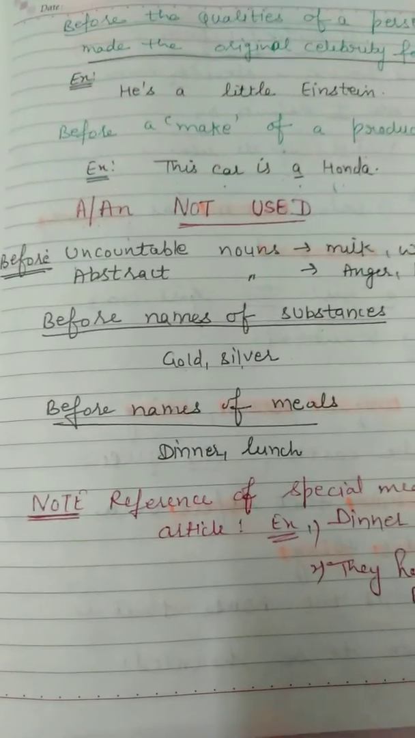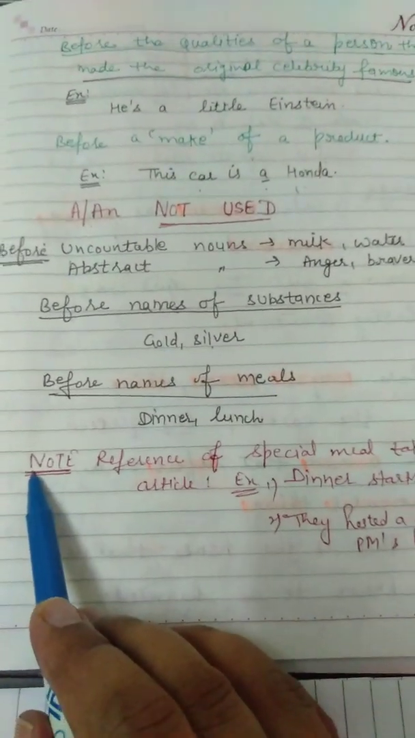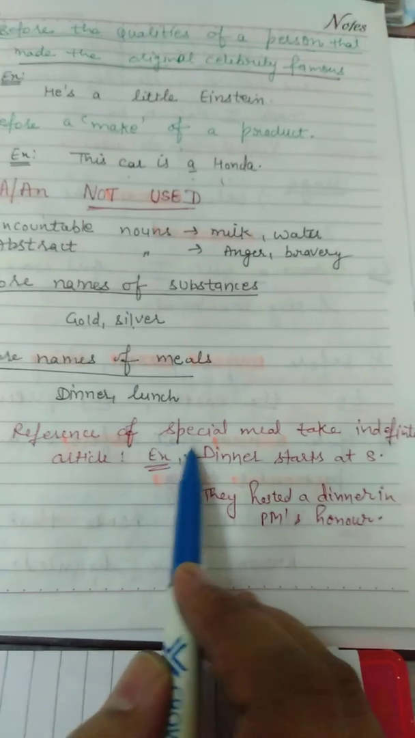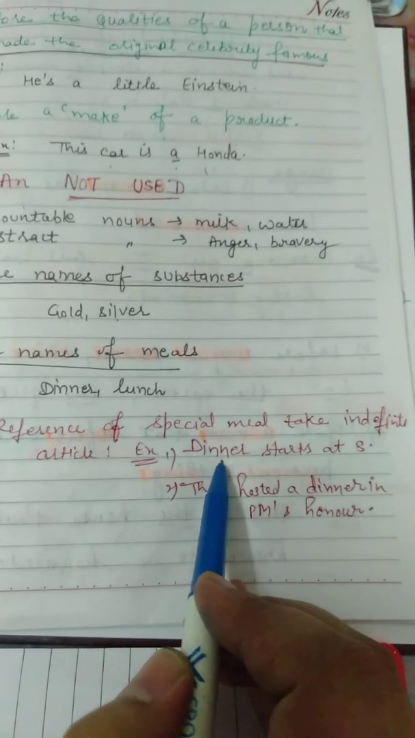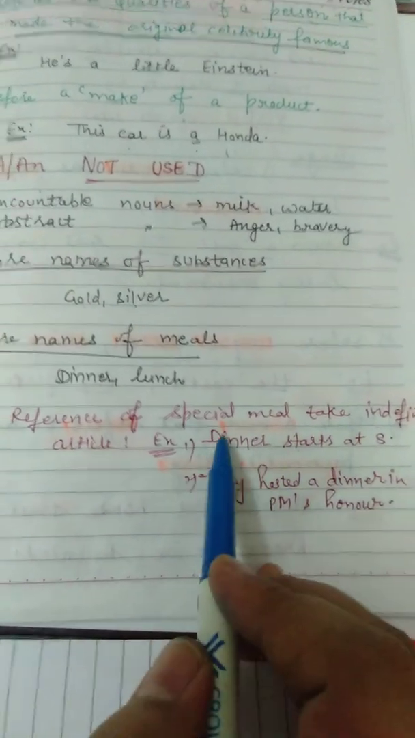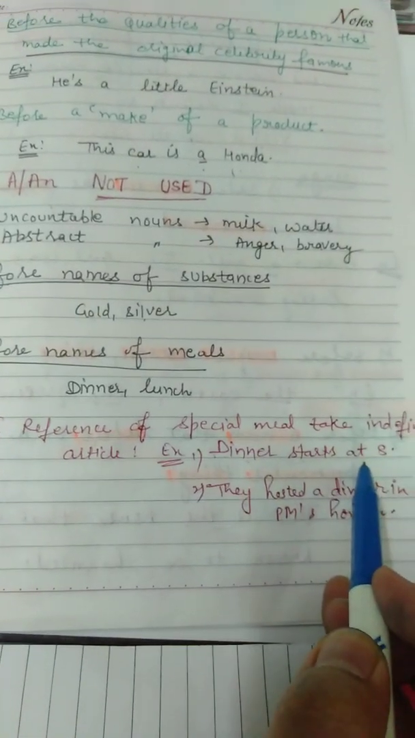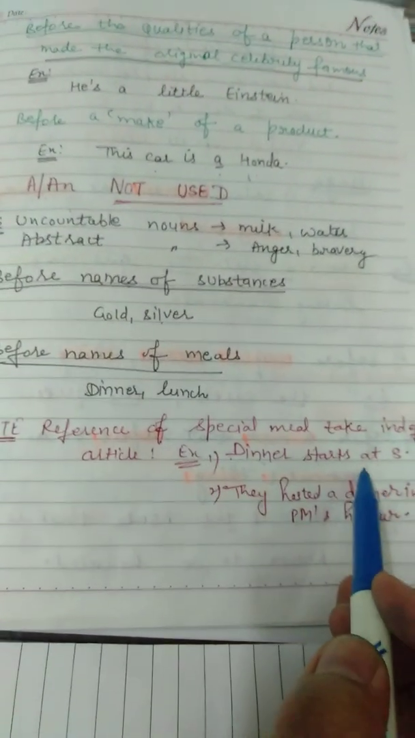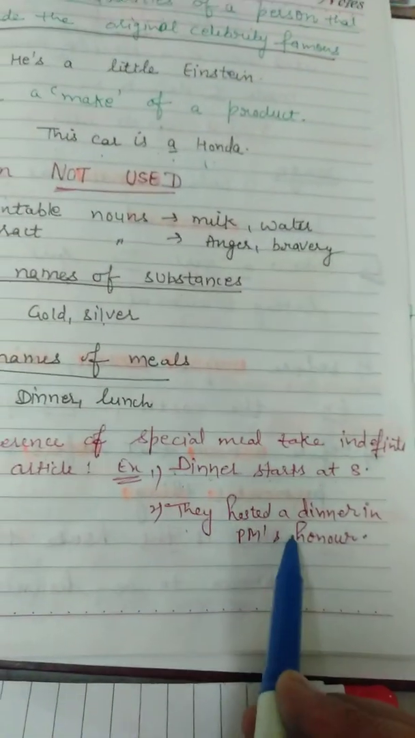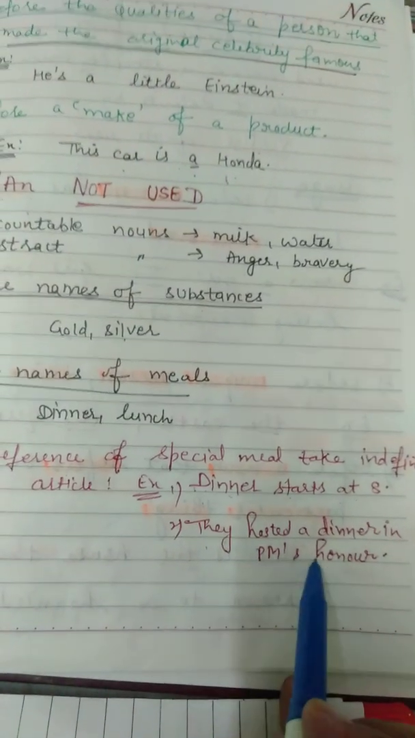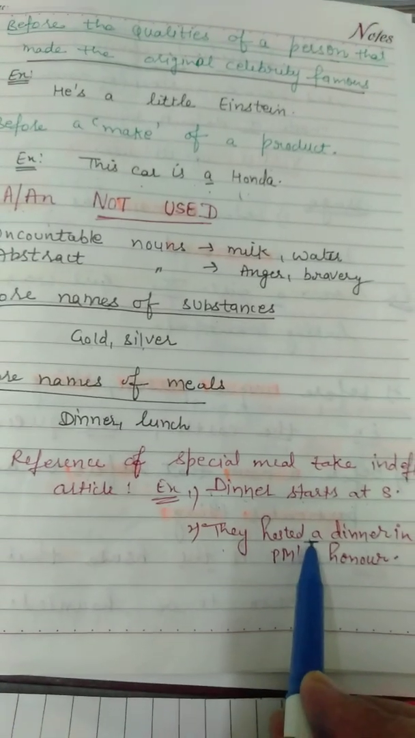Next, before names of meals, dinner, lunch. So note, this is here to remember. Reference of special meal takes the indefinite article. Example, dinner starts at 8. Here we are talking normally about the dinner, that our dinner starts at 8. So it will not take a or an. But when we are talking about a special dinner, they hosted a dinner in PM's honor. So this is a special dinner, that's why a is used here.